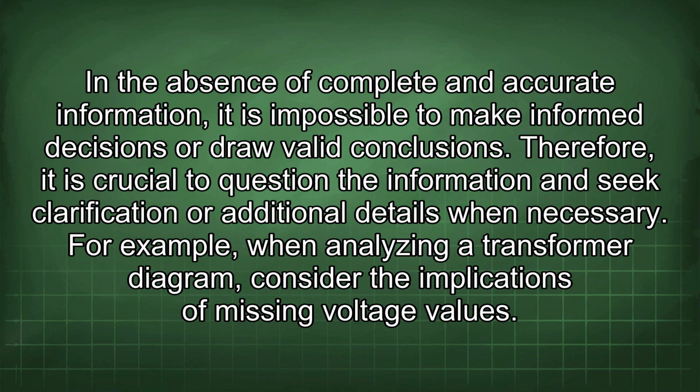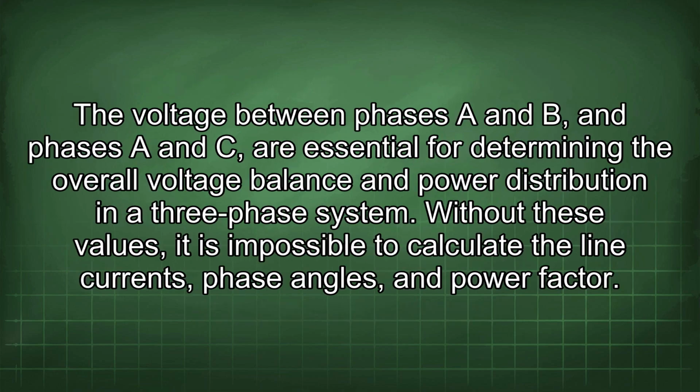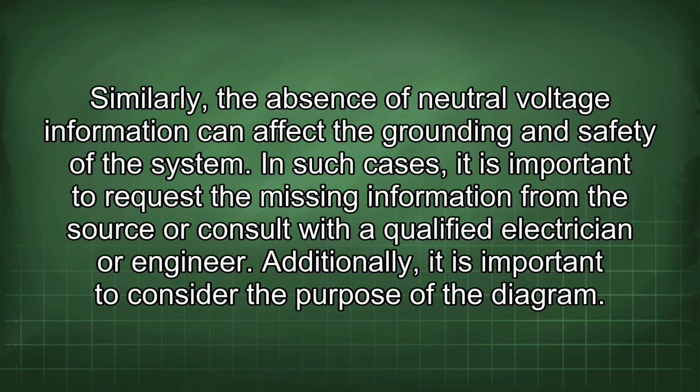For example, when analyzing a transformer diagram, consider the implications of missing voltage values. The voltage between phases A and B and phases A and C are essential for determining the overall voltage balance and power distribution in a three-phase system. Without these values, it is impossible to calculate the line currents, phase angles, and power factor. Similarly, the absence of neutral voltage information can affect the grounding and safety of the system.